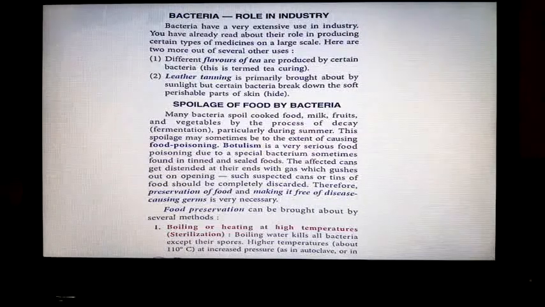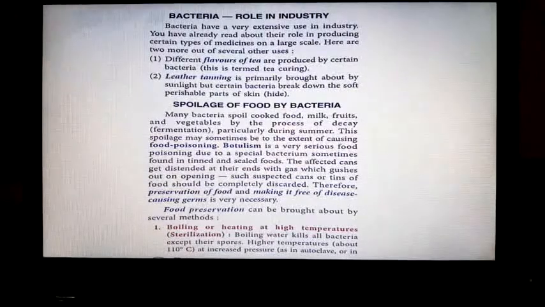They are used for flavoring tea, like cocoa tea, lime tea, ginger tea, you might have come across. That is called curing of tea, okay? And leather tanning: directly, animal skin cannot be used as leather. It undergoes many steps of cleaning and change, that is leather tanning. Leather tanning is primarily brought about by sunlight, but certain bacteria break down the soft perishable parts of the skin, that is the hide, into leather. Got it, children?